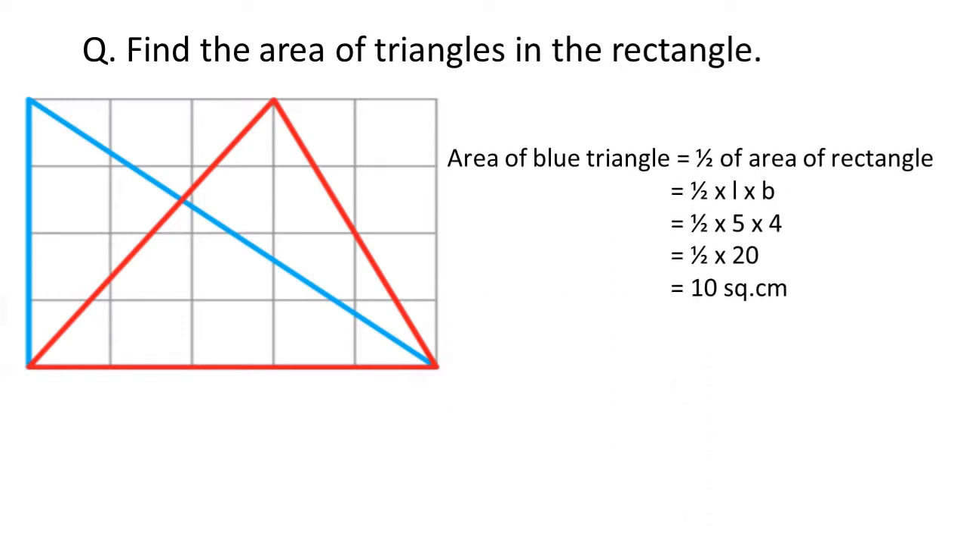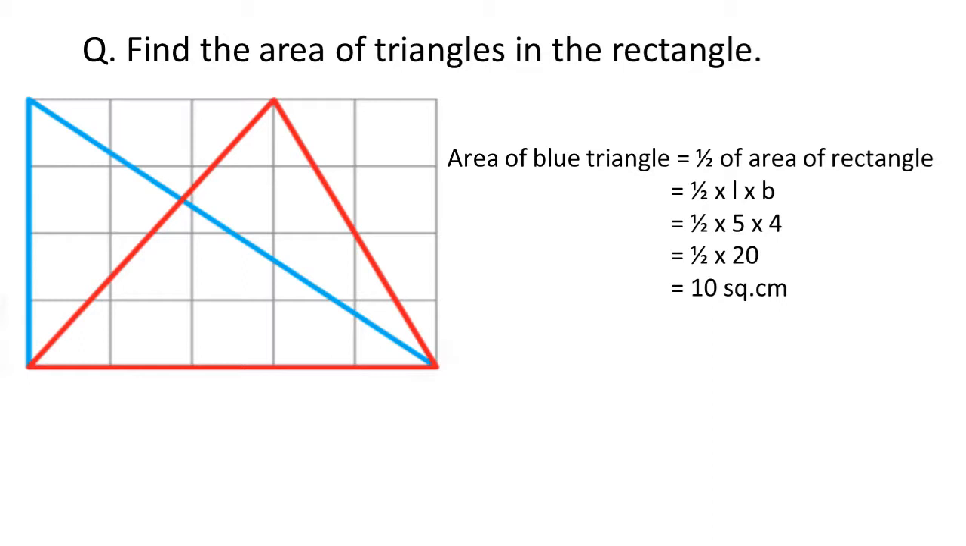So here comes, first of all, the area of the blue triangle. Let us find out the area of the blue triangle. Area of blue triangle is equal to half of area of rectangle, right? Because the line is passing exactly through the center of the rectangle, to the mid of the rectangle, and the area of blue triangle is half of area of rectangle. So half into length into breadth. The formula for area of rectangle is length into breadth. So half into 5 into 4. How 5 into 4? Length is 5.